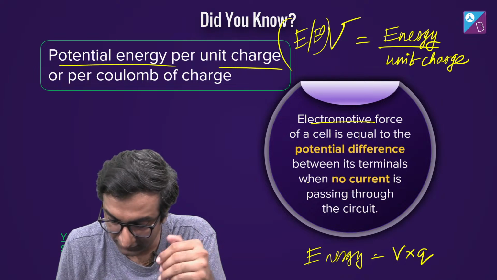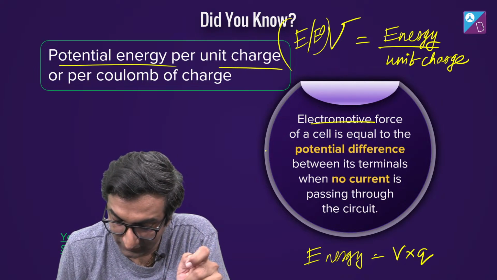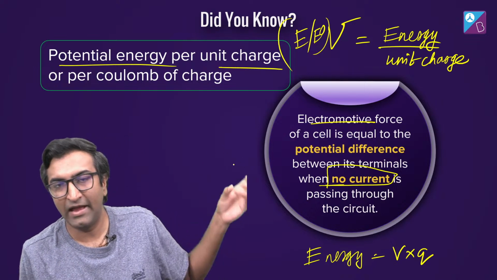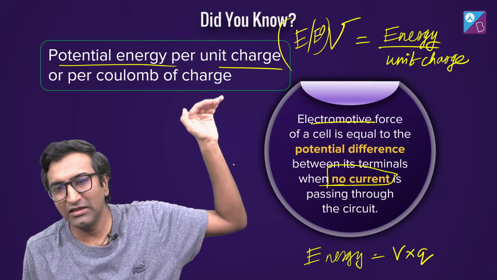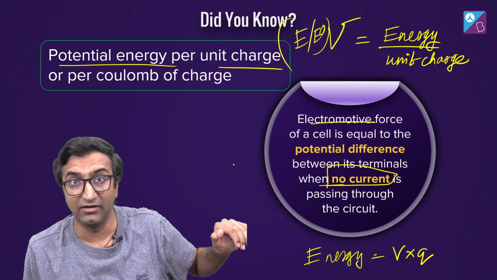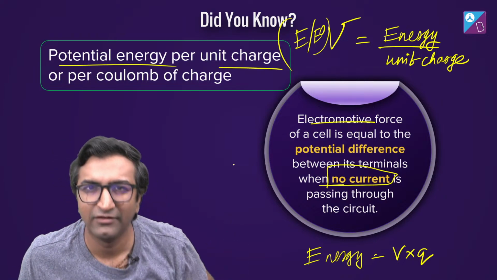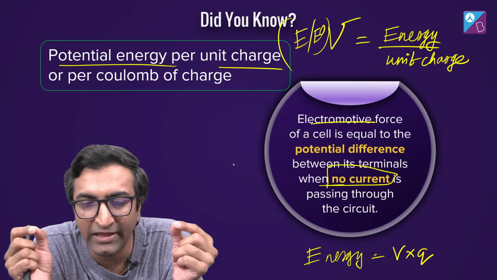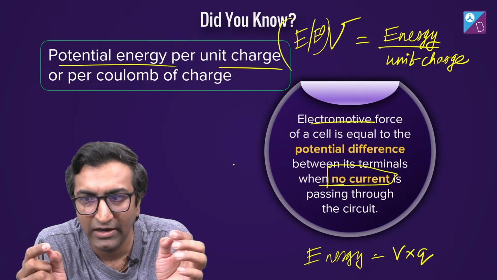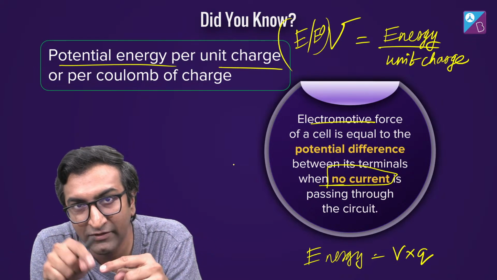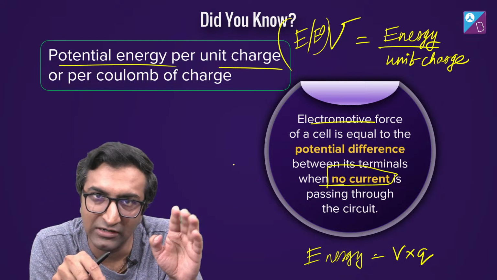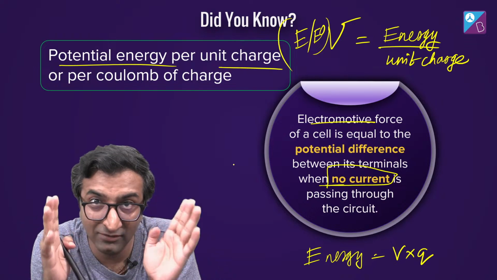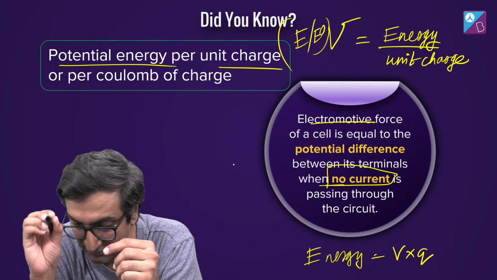Interestingly, when no current is passing through, this value is a maximum. As current starts flowing, the value of E keeps decreasing. In physics we say that when the circuit is open, the potential difference is E naught. As soon as I close the circuit, a chemical reaction happens. Once the reaction starts, the potential decreases and finally becomes zero. Keep this in mind. The idea of potential becoming zero will be useful next session.